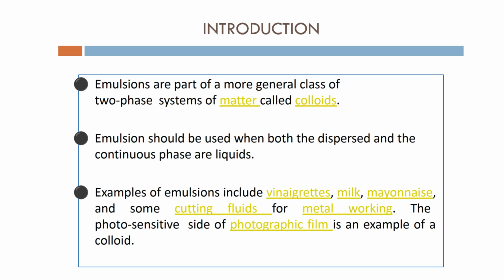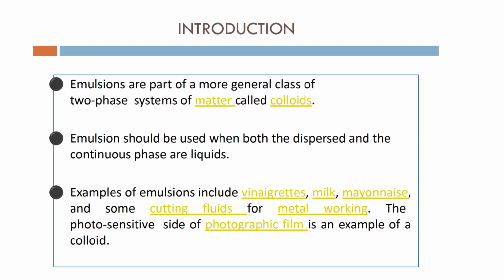You can find emulsions in so many everyday items. Think of a vinaigrette salad dressing you have to shake up, creamy mayonnaise, or of course milk. Even the photosensitive side of photographic film is an example of a related colloid system.